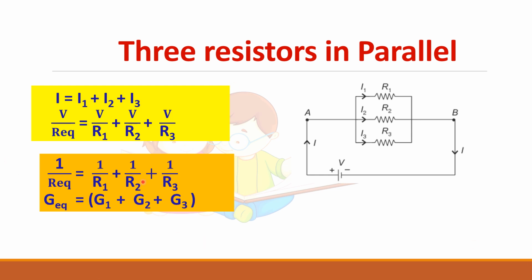And here in parallel circuit, this conductance plays a major role. So 1 by R, we know conductance is nothing but the reciprocal of resistance. So I can write conductance is equal to G1 plus G2 plus G3.